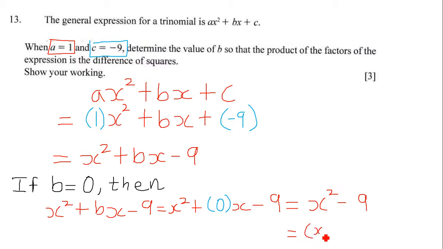What is x squared minus 9? We just saw that. x minus 3, and then x plus 3. Good. So the value of b that would make this expression a difference of squares is going to be 0.